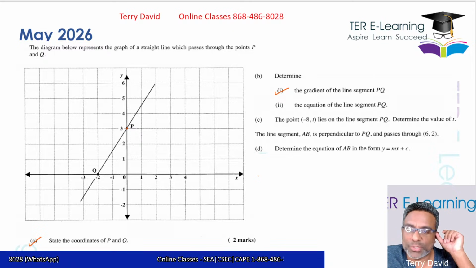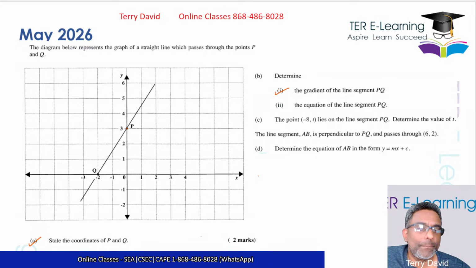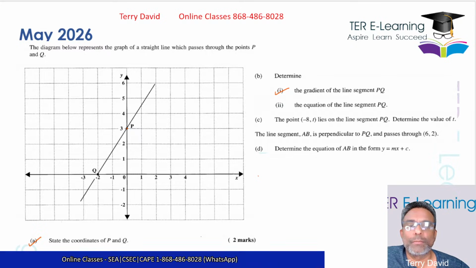For some reason, those kinds of coordinates tend to give students trouble. I want to know what are the coordinates of P and what are the coordinates of Q. All right, I've seen some answers coming through.